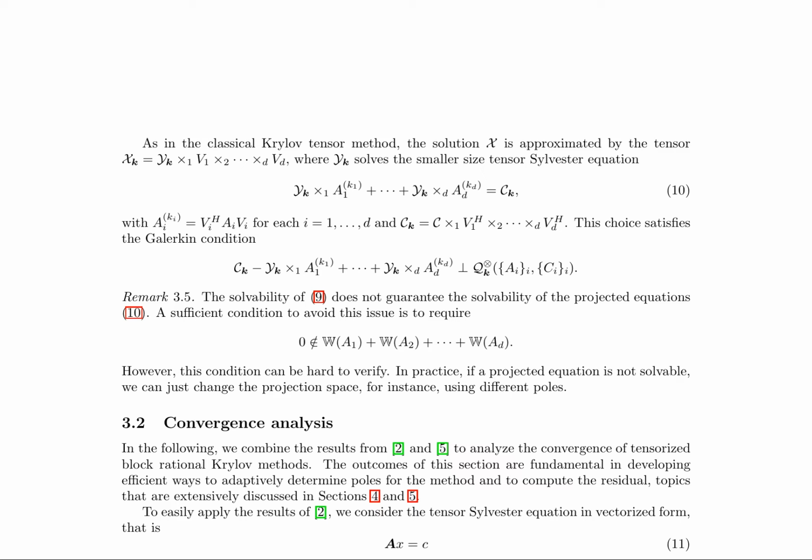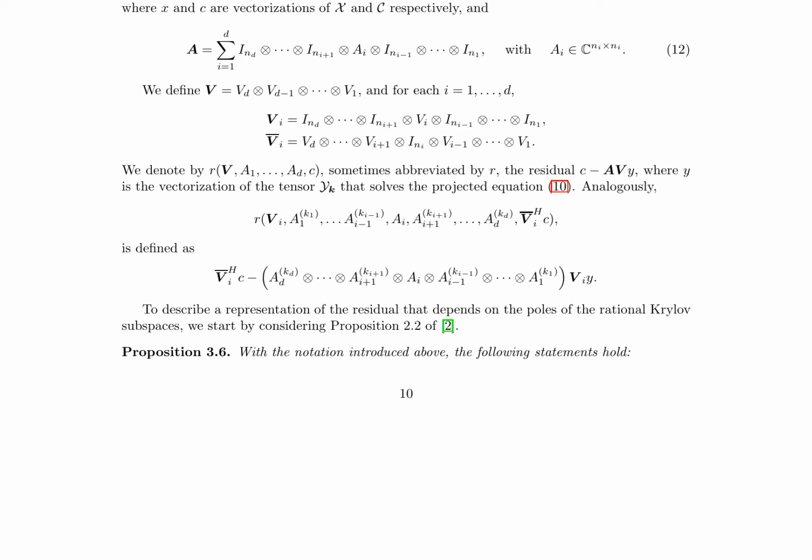A representation of the residual that depends on the poles of the rational Krylov subspaces is also provided, utilizing proposition 2.2 from [2]. This representation is crucial for understanding the convergence properties of the proposed method. The paper also highlights the importance of adaptively determining the poles for the method and computing the residual, which are discussed in detail in sections 4 and 5.